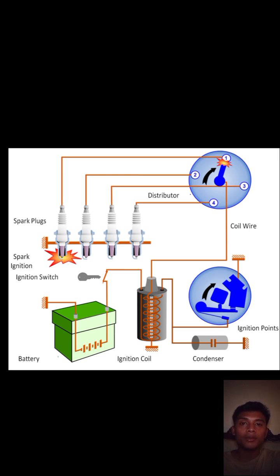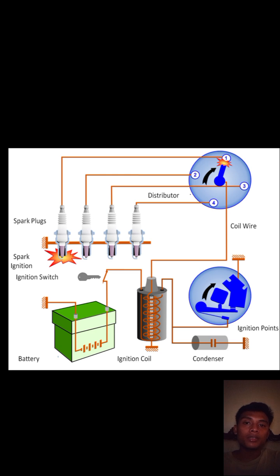The fifth step is that when the cam lobe pushes the CB switch, the contact breaker points open, which causes the current in the primary circuit to break. Next, this is the secondary winding and the primary winding. Due to the break in current, an EMF is induced in the secondary winding, which has more turns than the primary, which increases the battery's 12 volts to 22,000 volts.